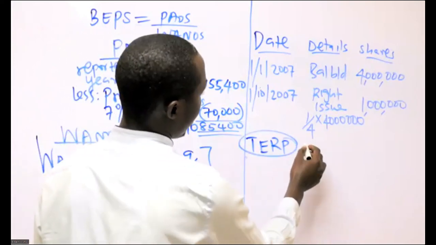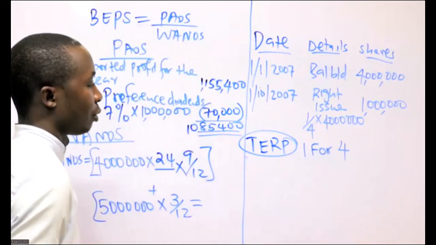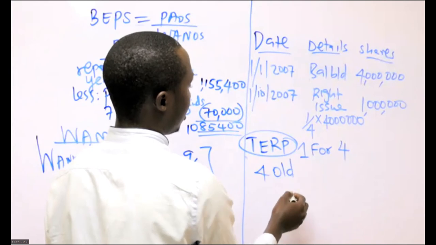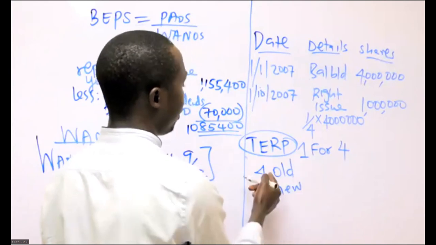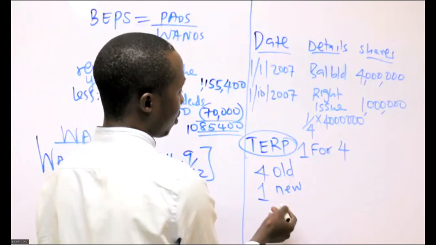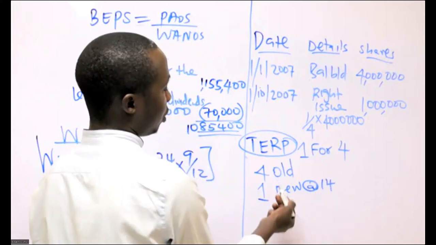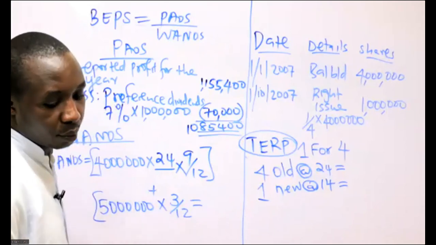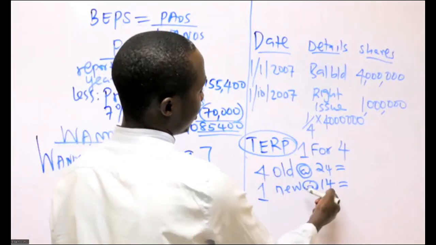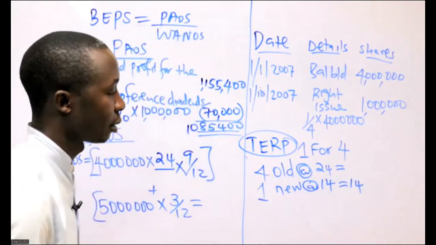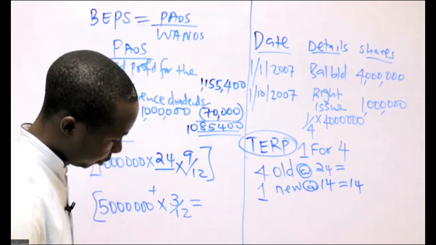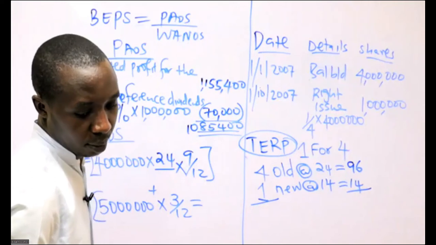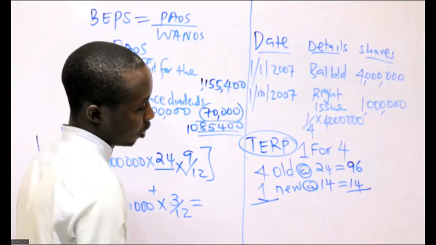So we use the proportion. It was 1-for-4. Remember that there are four old shares, and the one is the new; they will be given one new for every four old. The one new will be given at a lower price, which is 14. But the ones which were existing will be going at the market price, which is 24. So 4 times 24 and 1 times 14. 4 times 24 is 96, plus 14, so this is 110.